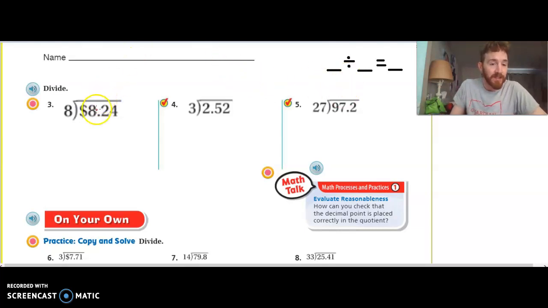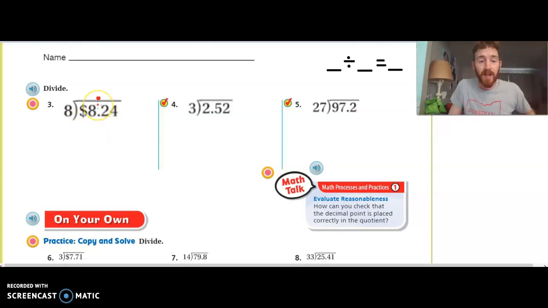So big thing with this, when we're dividing with whole numbers, an easy way to think of that decimal point is we're just going to put a decimal point in the quotient right above where we started with that answer there, okay? So here I'm doing $8.24 divided by 8. And we're just going to use this as a way to check on the long division process and then how we incorporate the decimals.